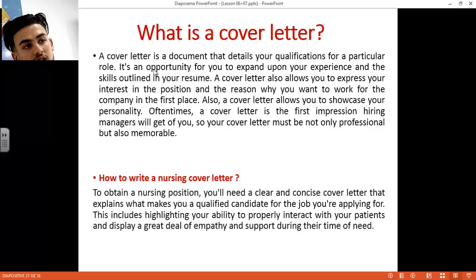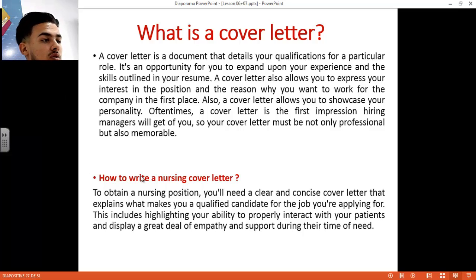Also, a cover letter allows you to showcase your personality. Oftentimes, a cover letter is the first impression that managers will look at. So a good cover letter may help us to get the job.